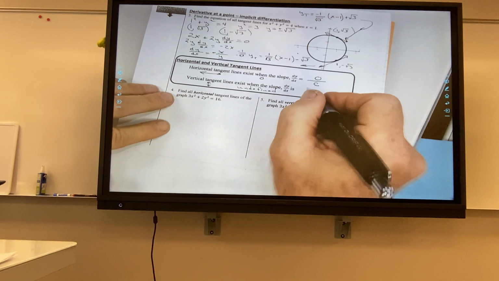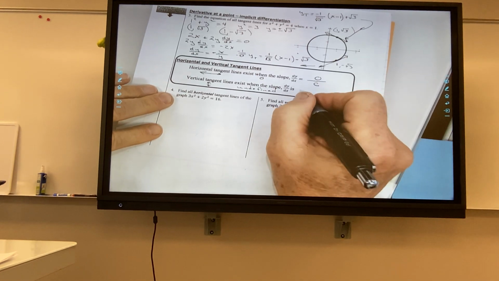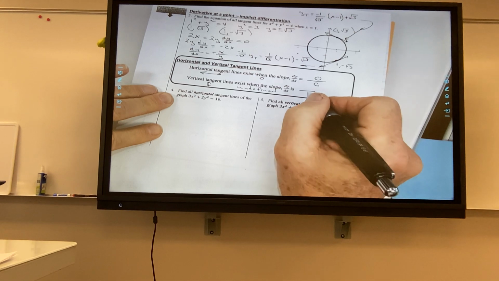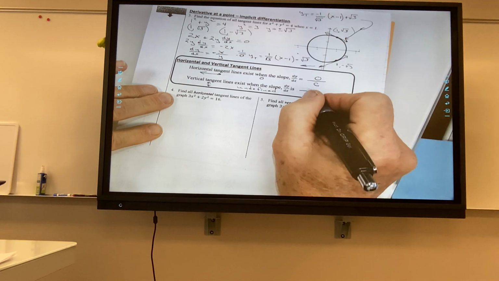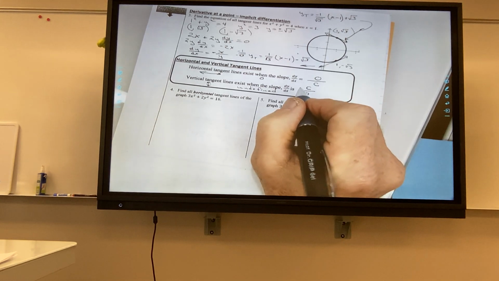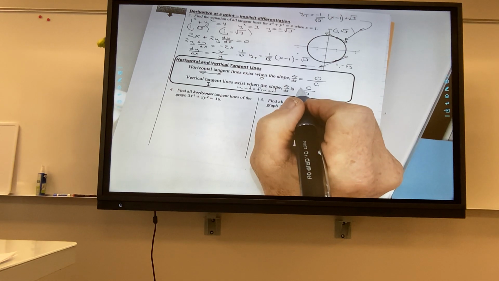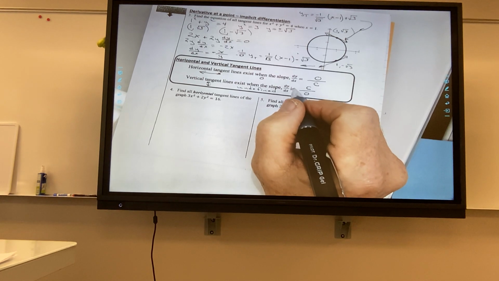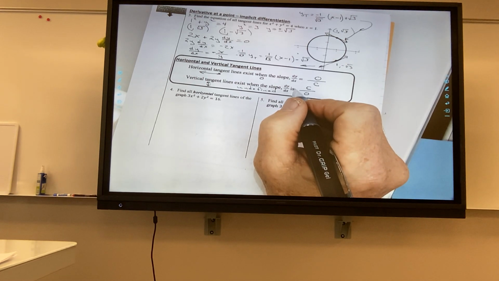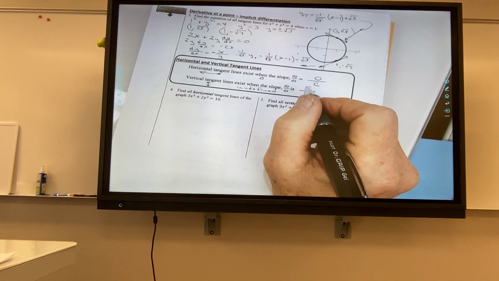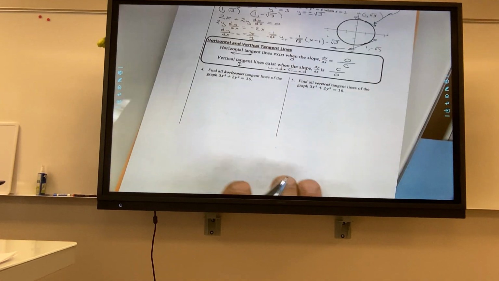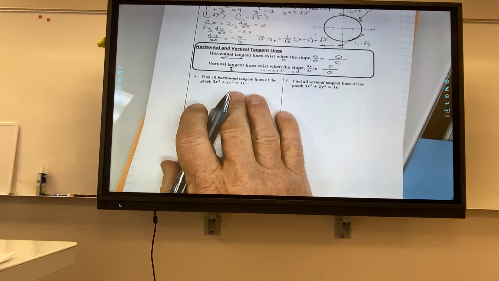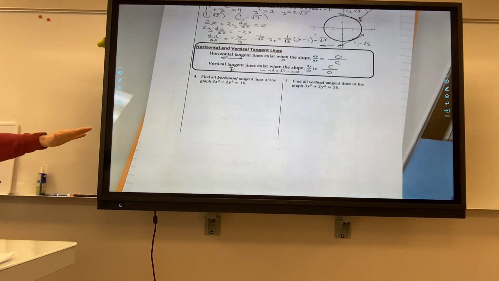Over here, it's undefined. Why is it undefined? 0's on the bottom. What's on top? Anything but 0. 0 over 0 is what we call an indeterminate form. We're actually going to figure out answers for 0 divided by 0. We do that in this class. But you got to make sure there's a number there. Now, why do I bring that up? It says find all the horizontal tangent lines of this graph. All the ones that go this way.